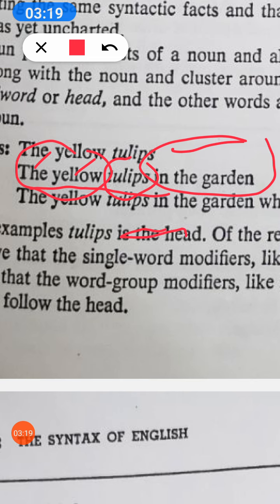And the same thing for the next example, the yellow tulips in the garden, which and so on. Here also, still we have a head, which is tulips, preceded by two pre-nominal modifiers, the and yellow, and followed by two post-nominal modifiers, which are the prepositional phrase and the relative clause.